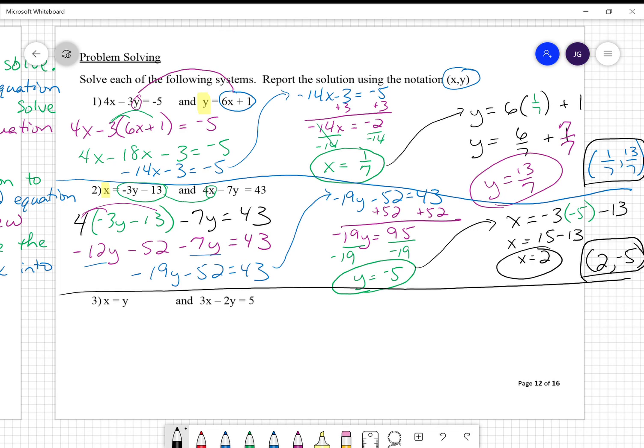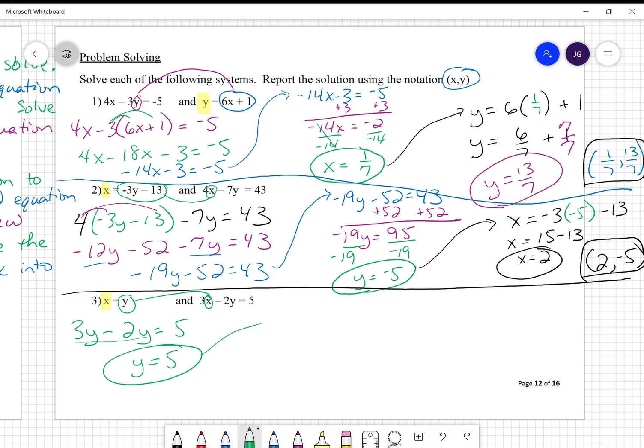Okay, and number 3, x equals y, and 3x minus 2y equals 5. Well, I have x all by itself. So I'm going to put y in place of x. So my new equation is 3y minus 2y equals 5. Combine my like terms, y equals 5.